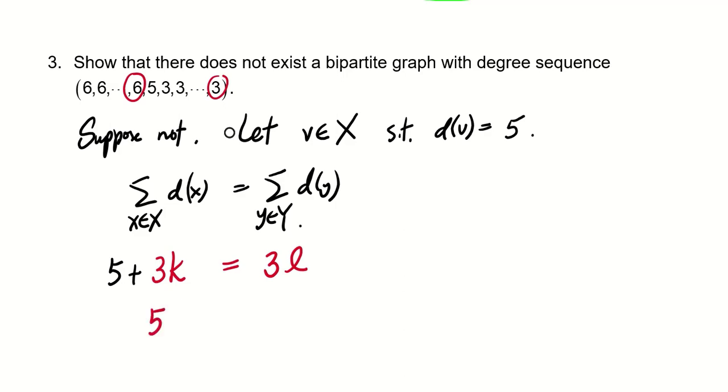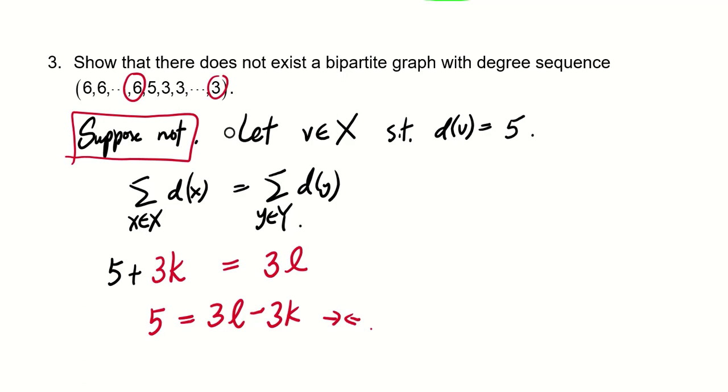And therefore, 5 will equal 3L minus 3K, which means that 5 is a multiple of 3. That is a contradiction. And because of this, our assumption just now is not correct. And therefore, we conclude that there does not exist a bipartite graph with degree sequence as such.